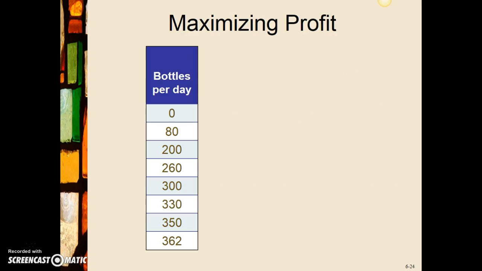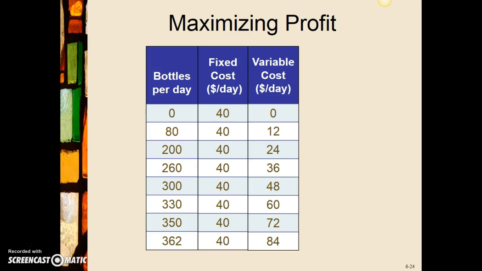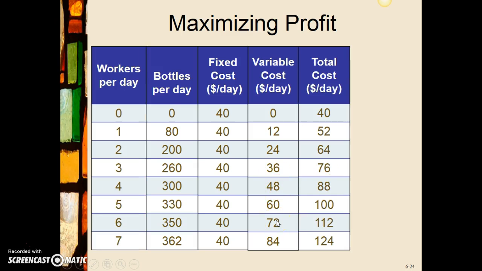So these were the bottles you were given. The fixed cost was $40. That was the payment to the bottle making machine. And the variable cost was the wages to the workers. So $12 a day was what he was paying each worker. For however many workers you hire, multiply that by 12, and that's going to be your variable cost. And so the total cost is simply fixed cost plus variable cost. You get these two, add them up, and you're going to get the total cost.